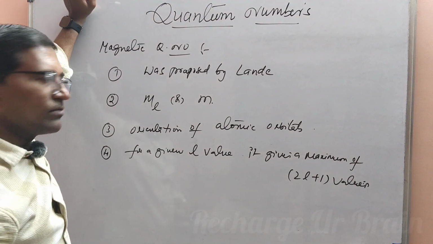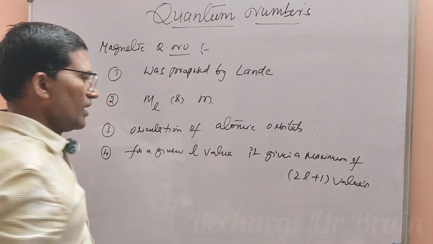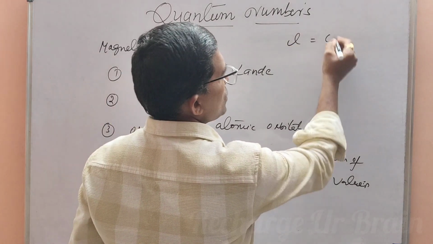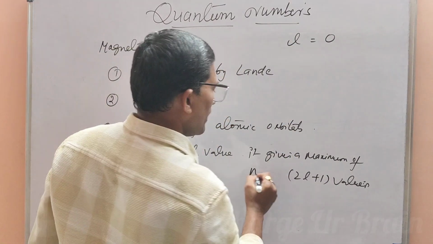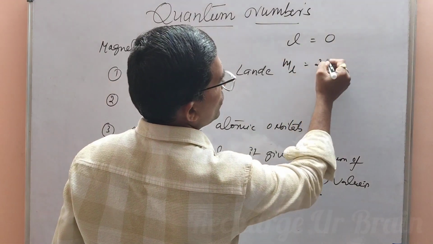For example, sir, we are not understanding this. Can you please explain clearly? Means, for a given L value, if L is equal to 0, how many ml values are possible? So, ml is equal to 2L plus 1.